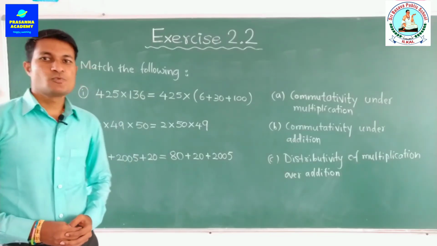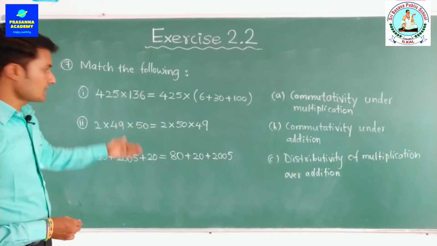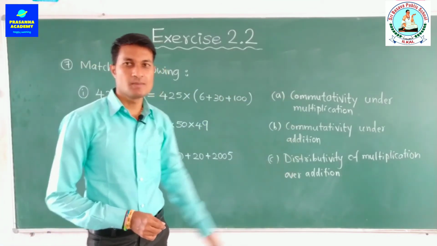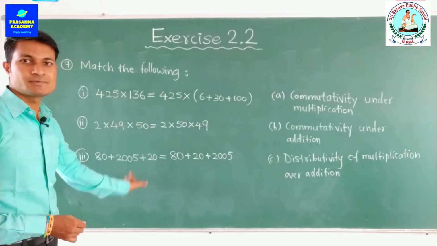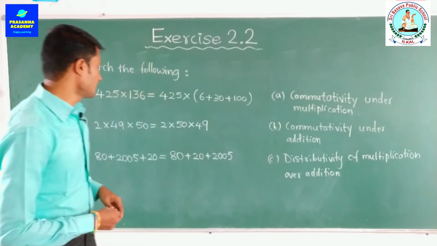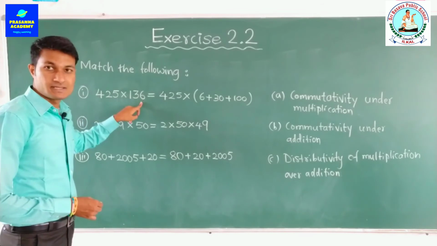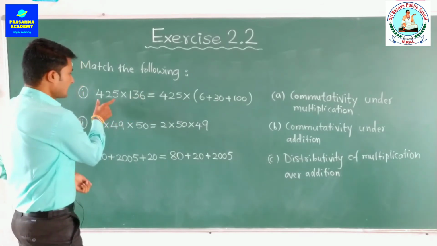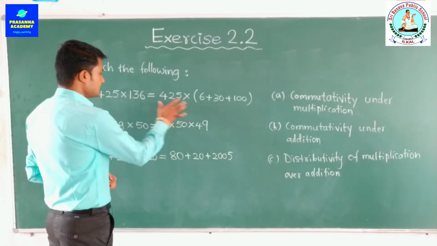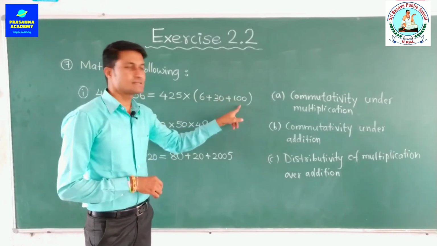Okay dear students, let's move on to the next question, that is match the following. So on the left hand side, as you can see, they have given some problems. Then on the right hand side they have given the properties of the whole numbers, and we need to match the items on the left side with the items on the right side. So let's take up the first problem, that is 425 times of 136. Just observe here, they wrote 425 as it is and multiplication also as it is, but 136 they have broken like 6 plus 30 plus 100.